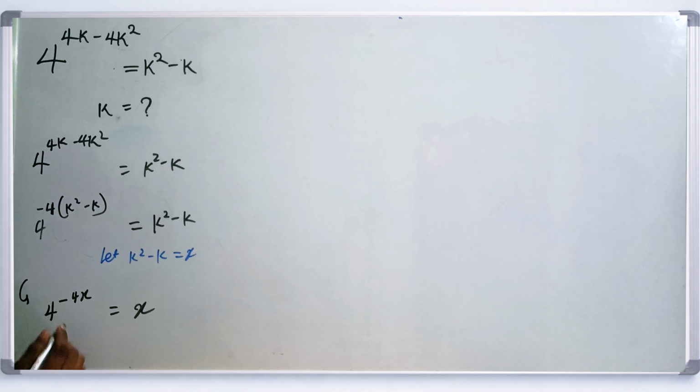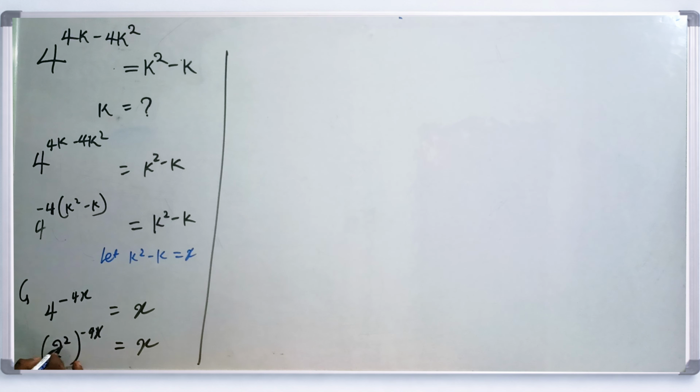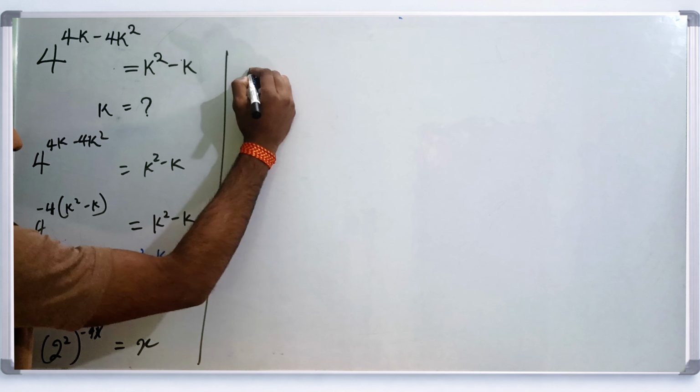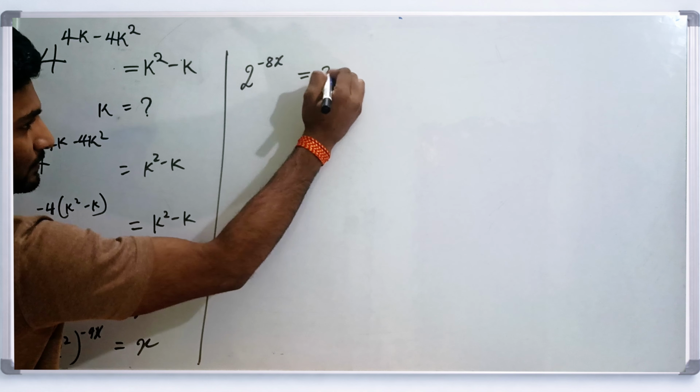So again, 4 can be broken down into smaller steps, that is 2 squared, raised to the power minus 4x is equal to x. Now we are going to use a raised to the power m, raised to the power n, so we will get 2 raised to the power minus 8x is equal to x.